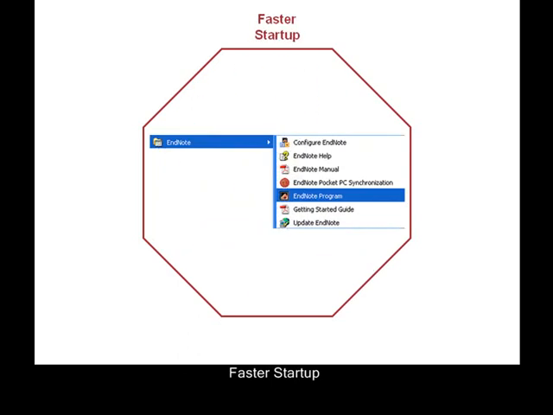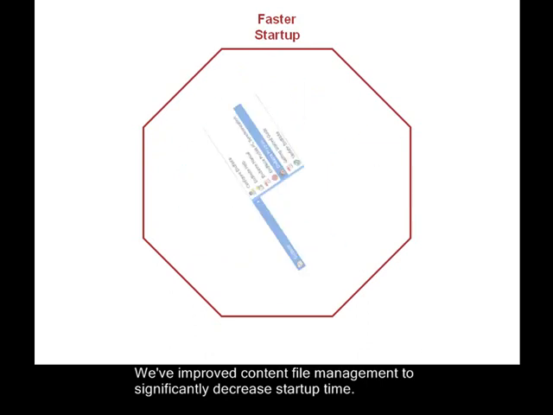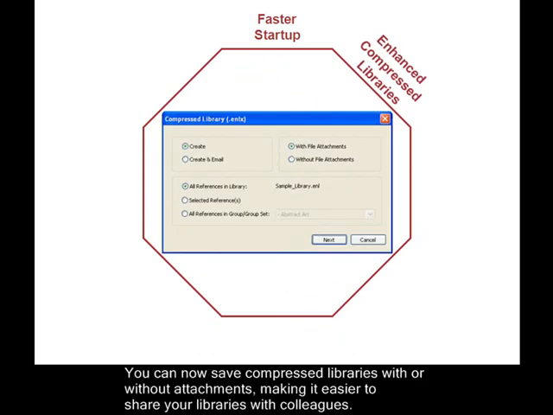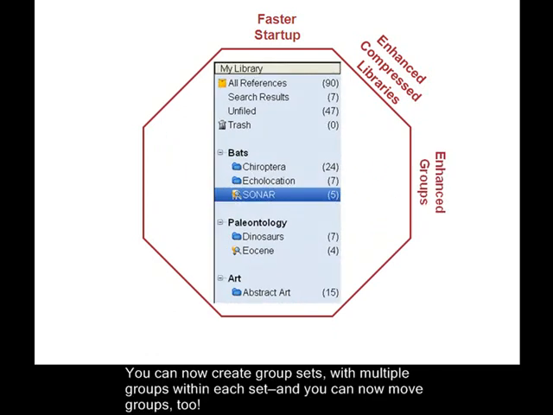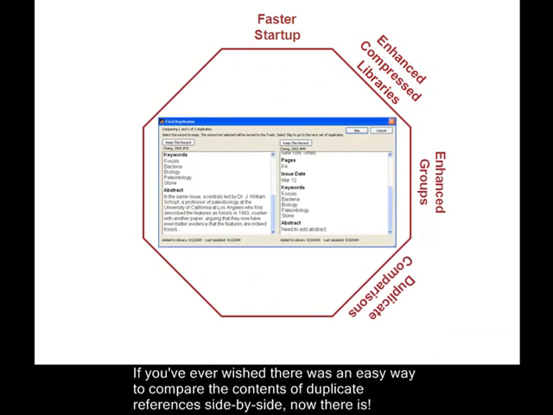Faster startup. We've improved content file management to significantly decrease startup time. Enhanced compressed libraries. You can now save compressed libraries with or without attachments, making it easier to share your libraries with colleagues. Enhanced groups. You can now create group sets with multiple groups within each set, and you can now move groups too. Duplicate comparisons. If you've ever wished there was an easy way to compare the contents of duplicate references side by side, now there is.